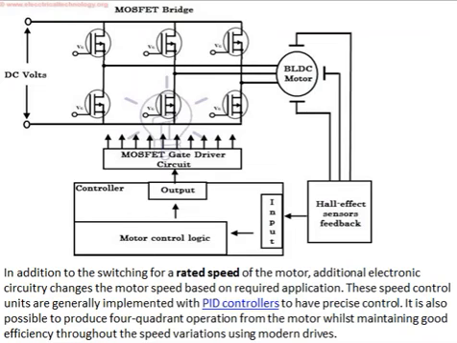In addition to the switching for a rated speed of the motor, additional electronic circuitry changes the motor speed based on the required application. These speed control units are generally implemented with PID controllers to have precise control. It is also possible to produce 4-quadrant operation from the motor, whilst maintaining good efficiency throughout the speed variations using modern drives.